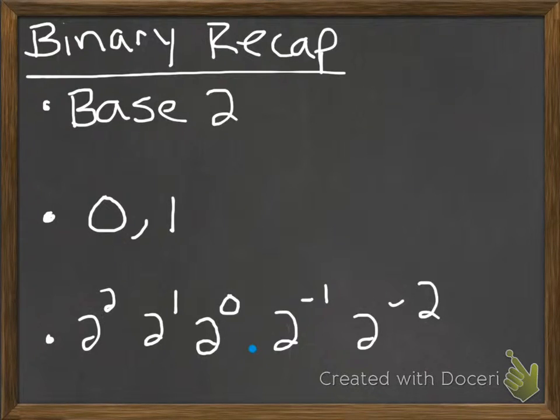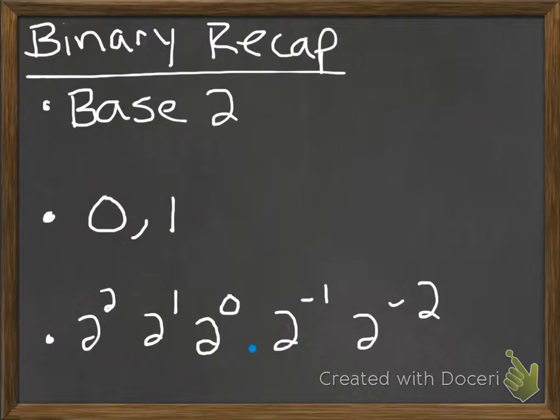Hey guys, I just wanted to do a quick recap on binary to decimal as well as decimal to binary. We're going to just cover things about binary since most of you should be familiar with decimal already. So binary is base 2, meaning that it consists of only 0 and 1. And keep in mind, too, these placeholders.